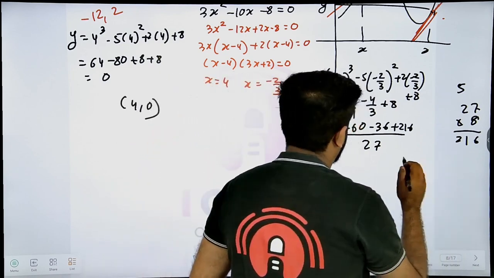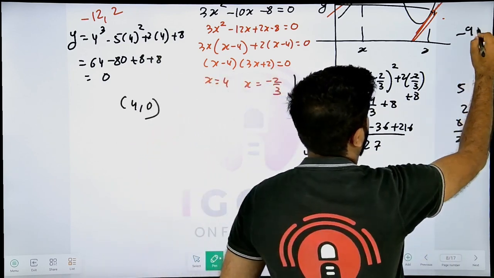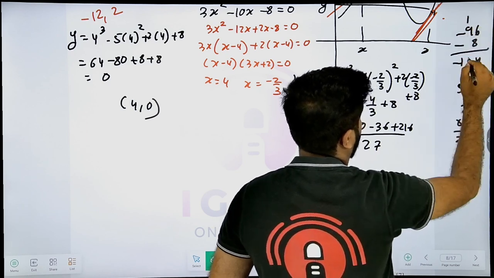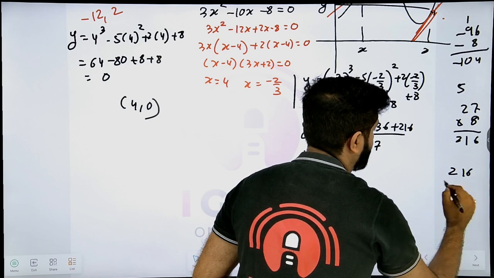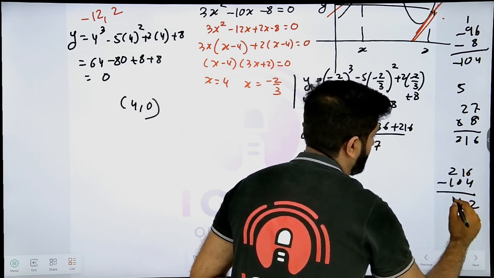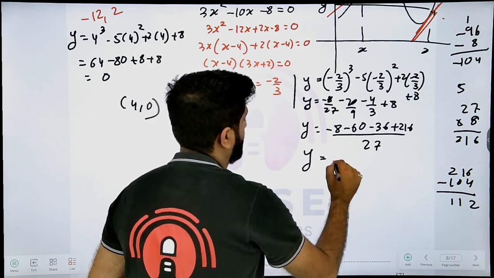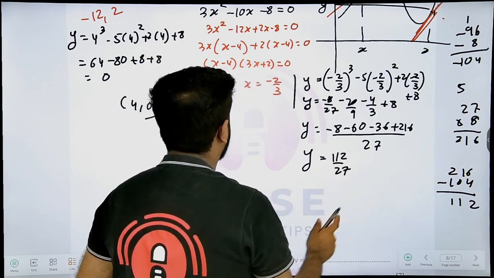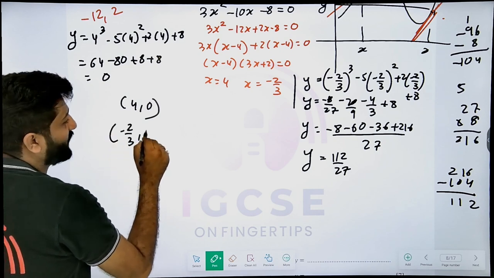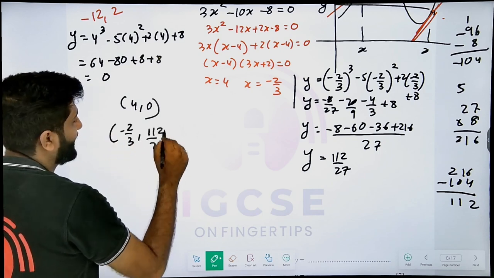So you have negative 96, negative 8. That is, sorry, not 106. Negative 104. So 216 minus 104, which is 112. So the value of y is 112 over 27. So guys, the other coordinate is negative 2 by 3 comma 112 over 27.